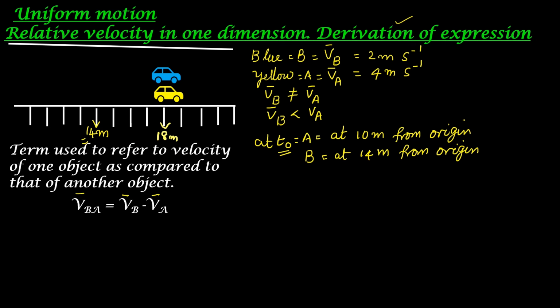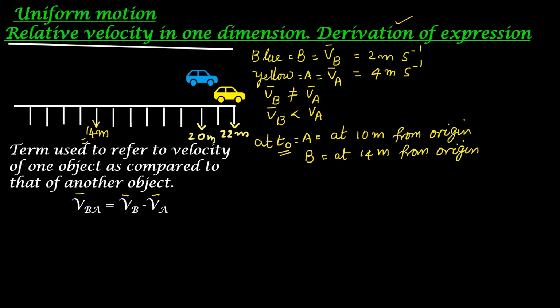During the next second, that is the third second, the yellow car overtakes the blue car, travels 4 meters further forward, whereas the blue car can move only 2 meters per second because of the difference in their velocity. Object B will be at 20 meters and the object A will be at 22 meters from the origin. After the second second, they will never meet again during their journey.